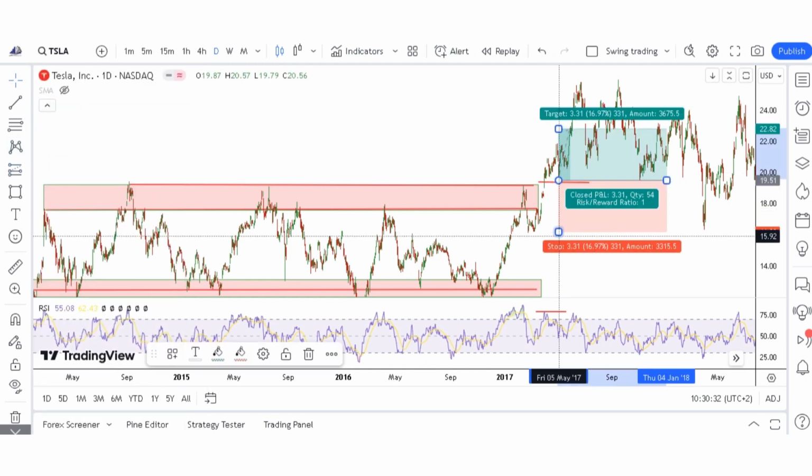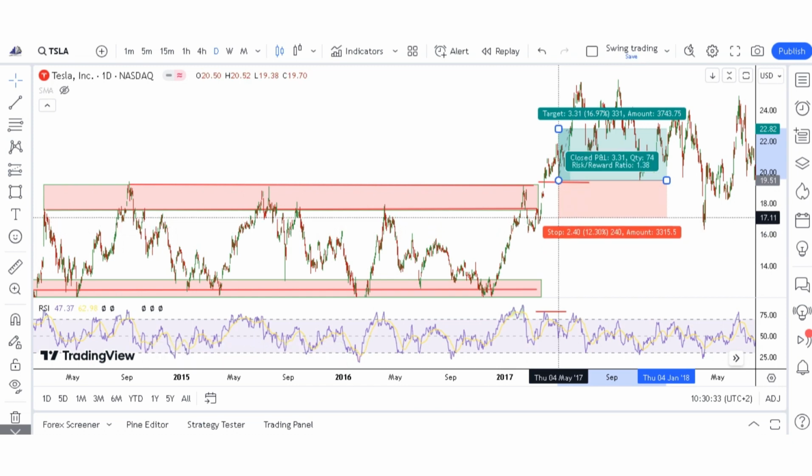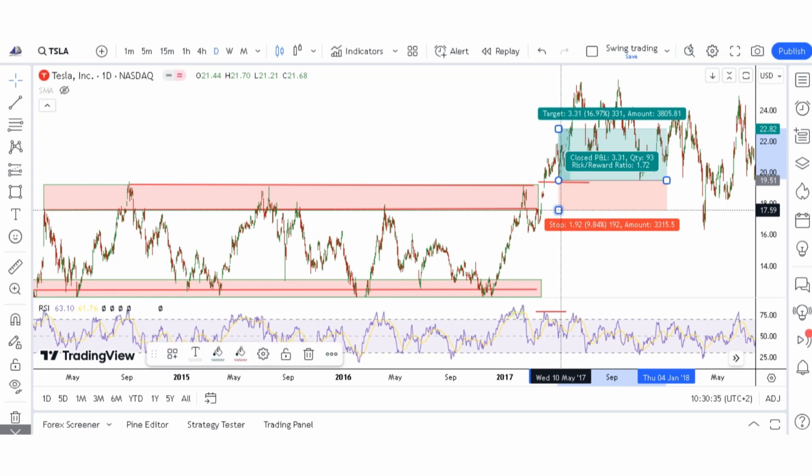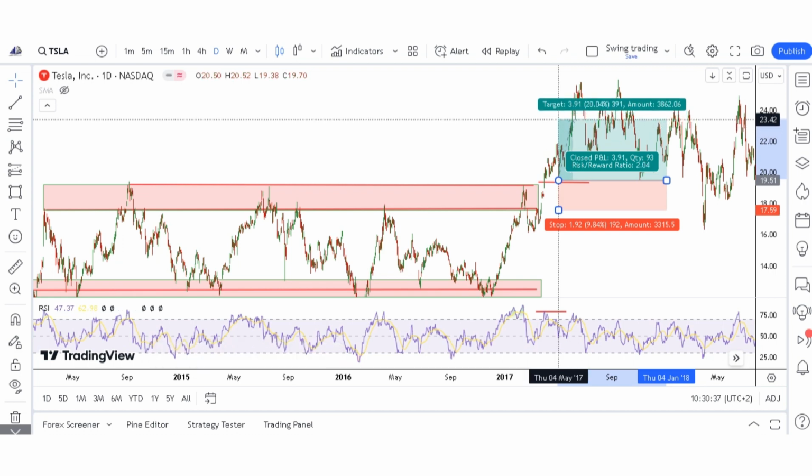We also set our stop loss between the old resistance area. So if it was a false breakout and the price went back to the range, we wouldn't lose too much money. I set a stop loss of around 10%, and I set a take profit target twice as much as my stop loss, so 20%. This is called a 2-to-1 take profit ratio.